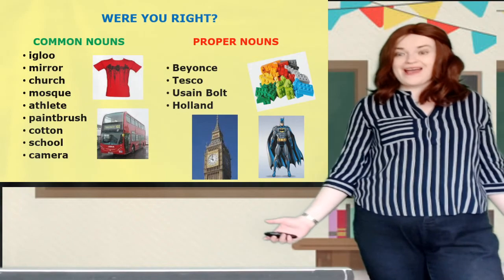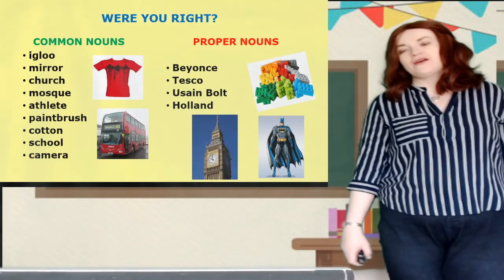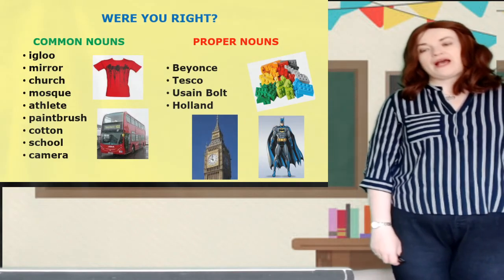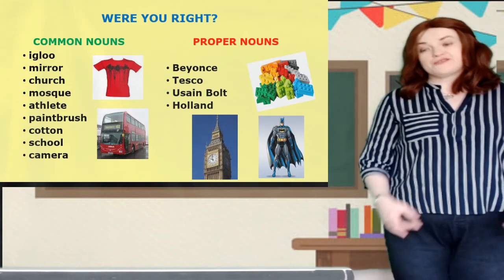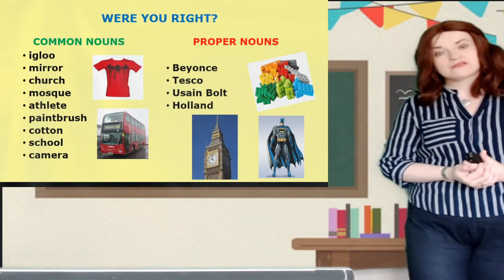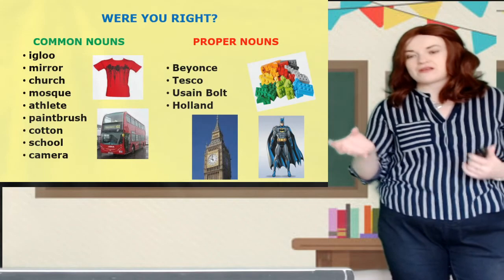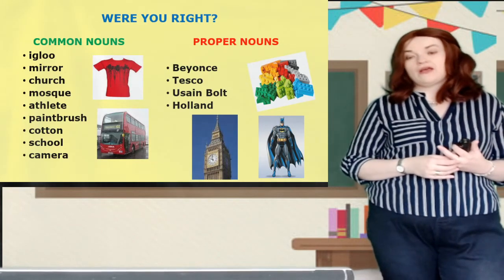Were you right? So the common nouns in that list are igloo, mirror, church, mosque, athlete, paintbrush, cotton, school, and camera. And obviously t-shirt and a bus are common. If you said a London bus, then you would obviously move that over to the other category.